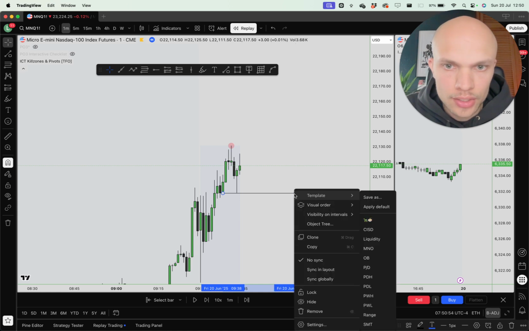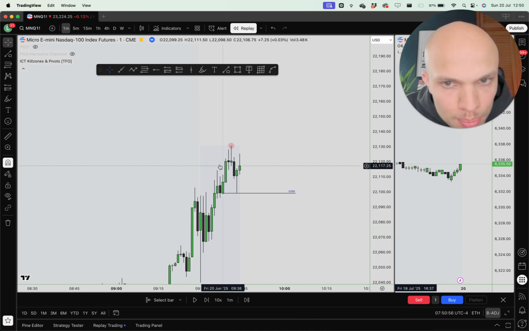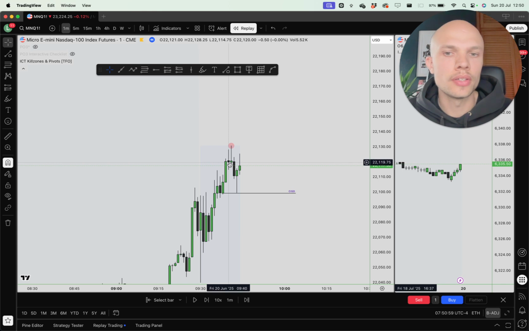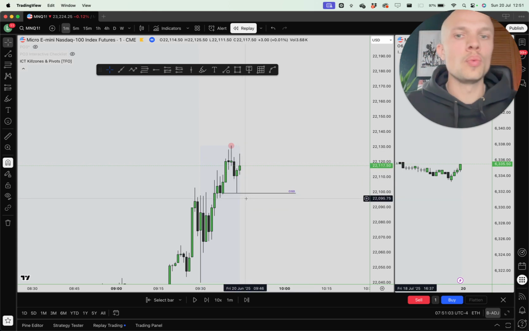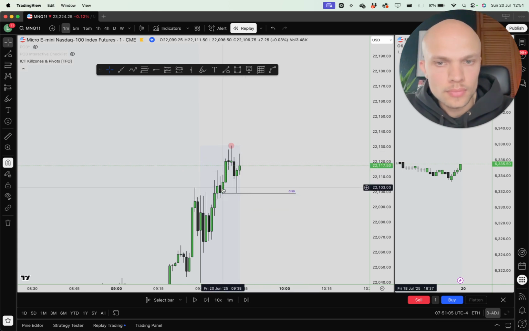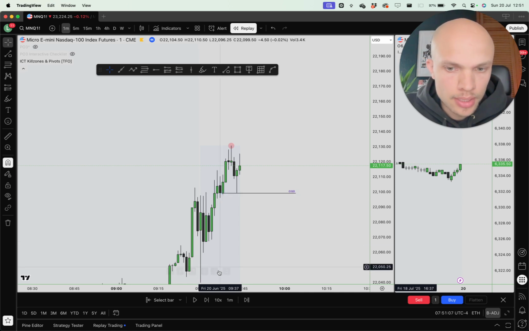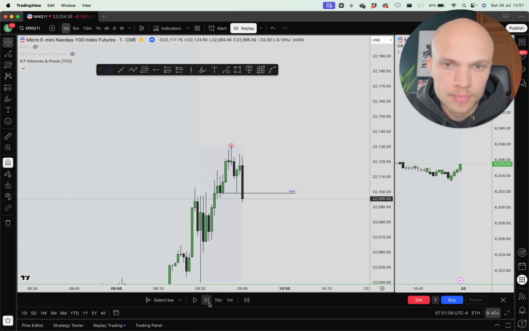So for now, our change in state of delivery level is there. We could put it right here, but I wouldn't feel confident in doing that. So let's do it here. What we want to see is a close below with momentum below these candles here. So let's just play price through.